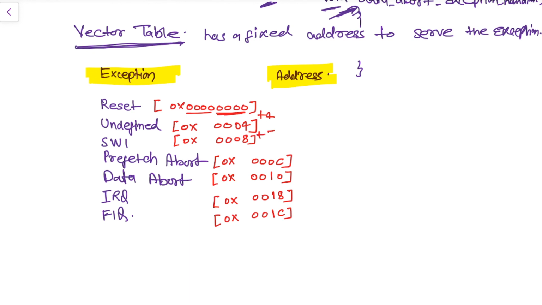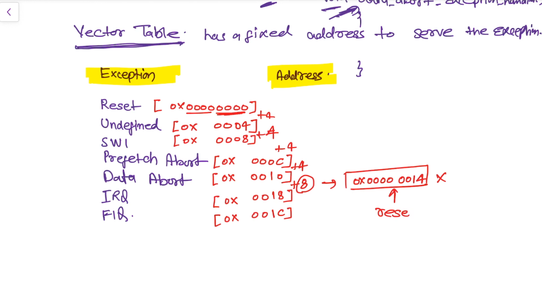One thing you might have noticed here is that the address of the next exception in the vector table is always +4, but here it is +8. So what happened here? There is one address in between, 0x0014, which is a reserved address. The processor doesn't have any vector table entry for this address. So data abort goes from 10 to 13, and from 14 to 17 there is no assigned exception for that address, and then finally IRQ starts from 18, and FIQ starts at 1C.